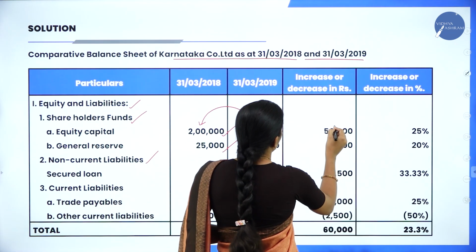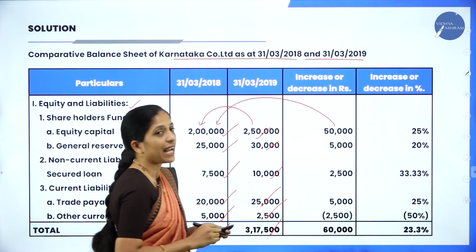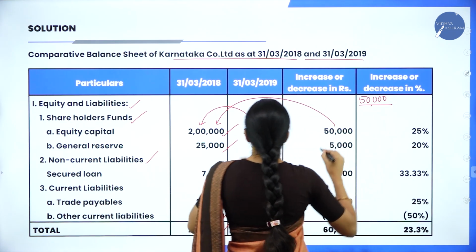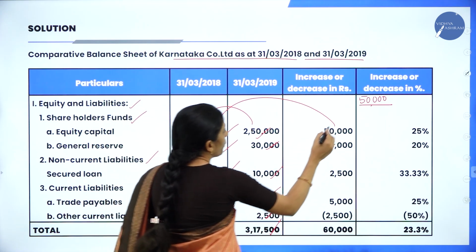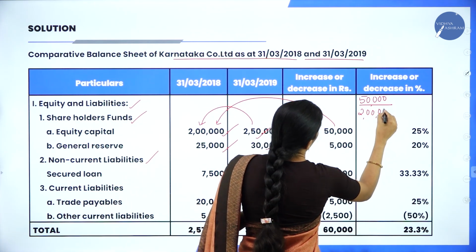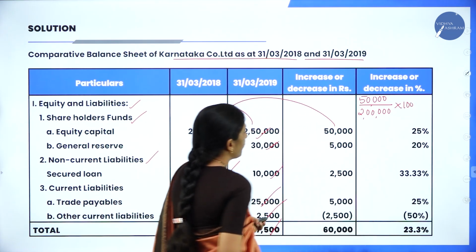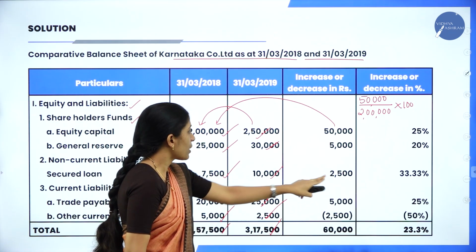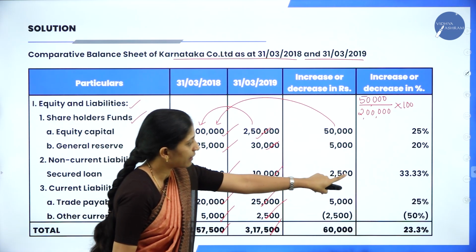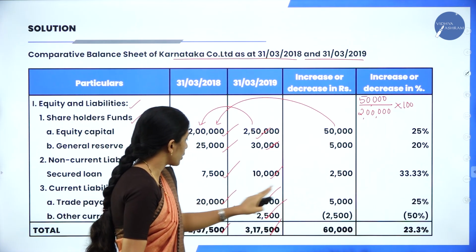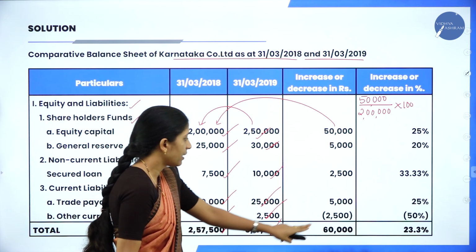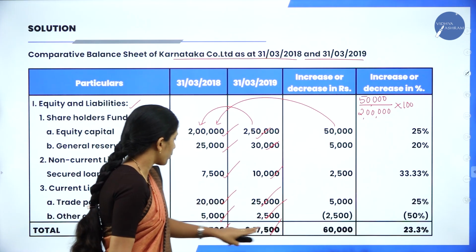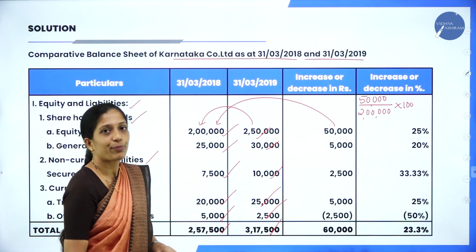That is 50,000 divided by 2 lakh into 100. So how to get the percentage? 50,000 divided by this first column, that is 2 lakh, into 100. So we'll get 25%. In the same way, 5,000 divided by 25,000 into 100, 20%. 2,500 divided by 7,500, you will get 33.33%. Next, 5,000 divided by 20,000, you will get 25%. 2,500 divided by 5,000, you will get minus 50%. 60,000 divided by 2,57,500, you will get 23.3%.